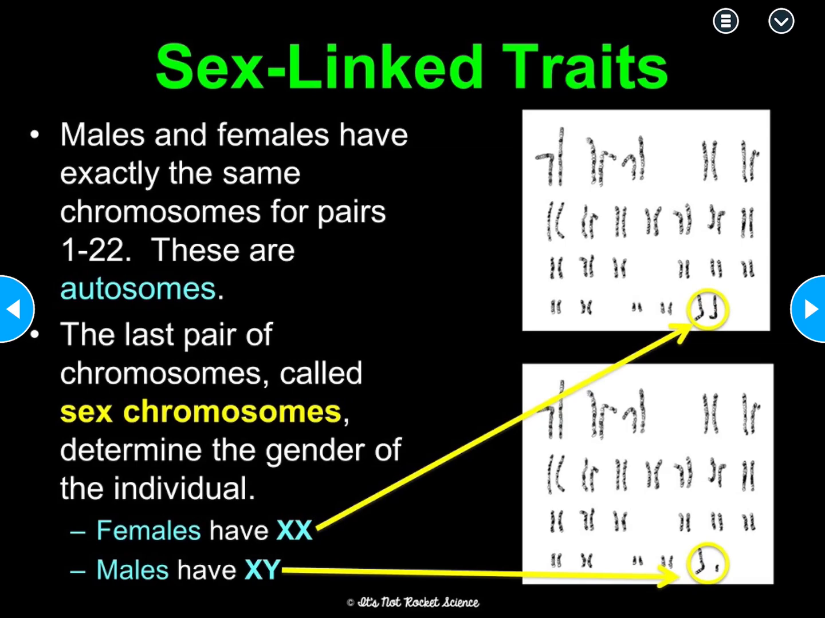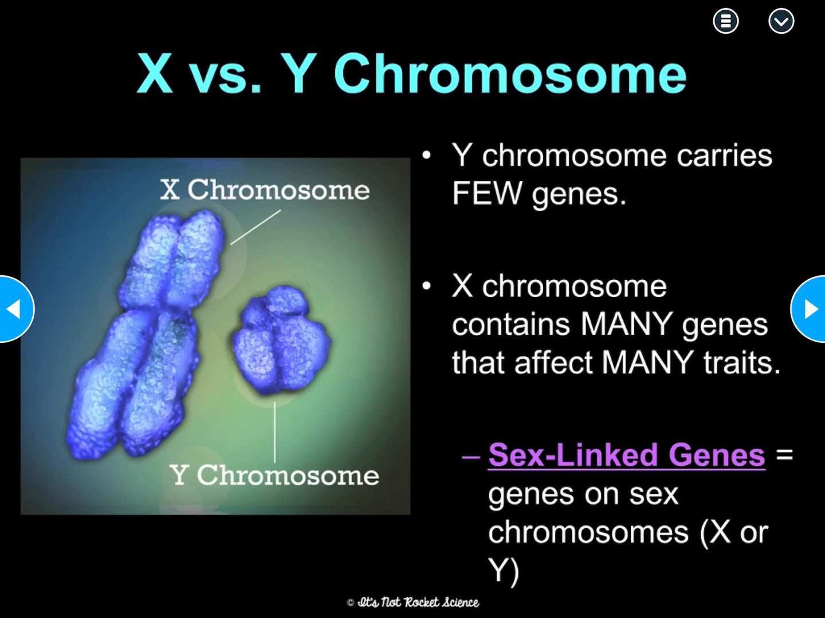When you are doing Punnett squares that are X-linked, you have to use those sex chromosomes in the problem. So, you have the Y chromosome, which carries very few genes, but the X chromosome contains many, many traits. Sex-linked genes are genes that are on either one of the sex chromosomes, X or Y, and for our biology class, we will not look at any Y chromosome genes. We're only going to look at the X ones.